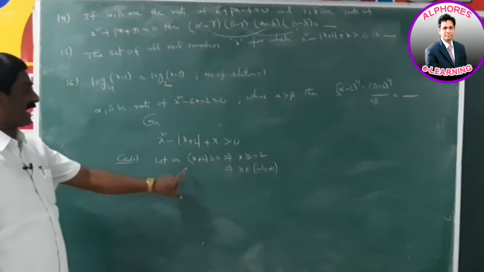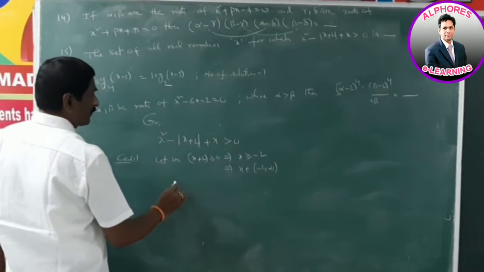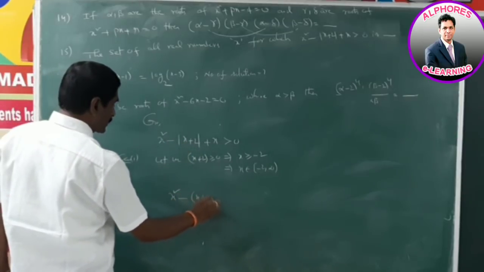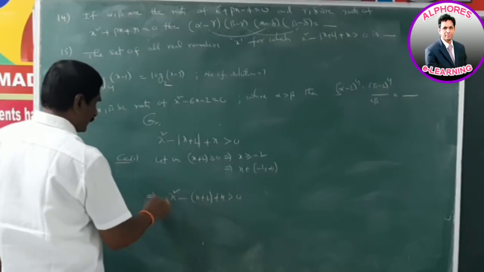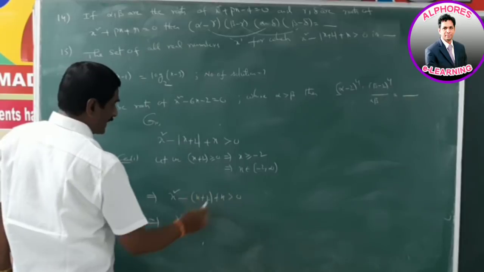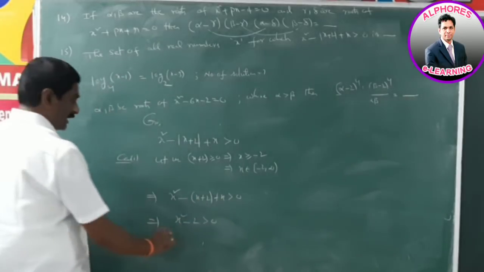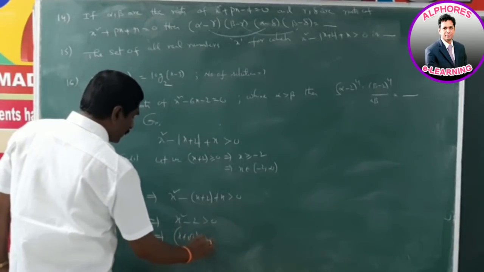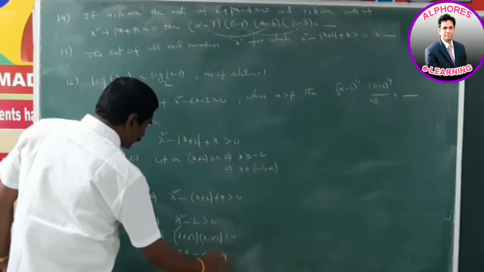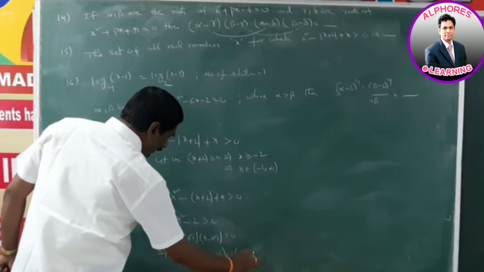In this case, the given inequality can be reduced, mod x plus 2 is equal to plus x plus 2. That means x square minus of x plus 2 plus x greater than 0. That implies x square minus x minus 2 plus x, x cancels, x square minus 2 greater than 0. 2 means root 2 whole square. That means x plus root 2 into x minus root 2 greater than 0. That means x belongs to minus infinity to minus root 2 union root 2 to infinity.